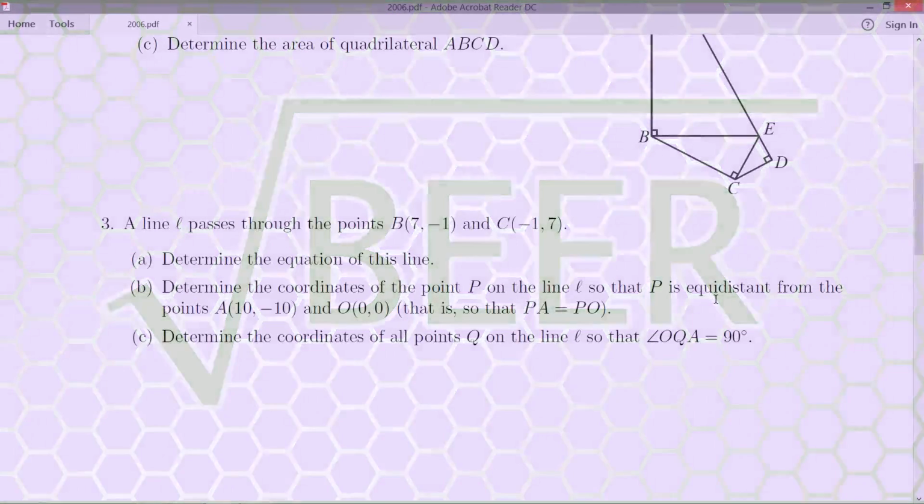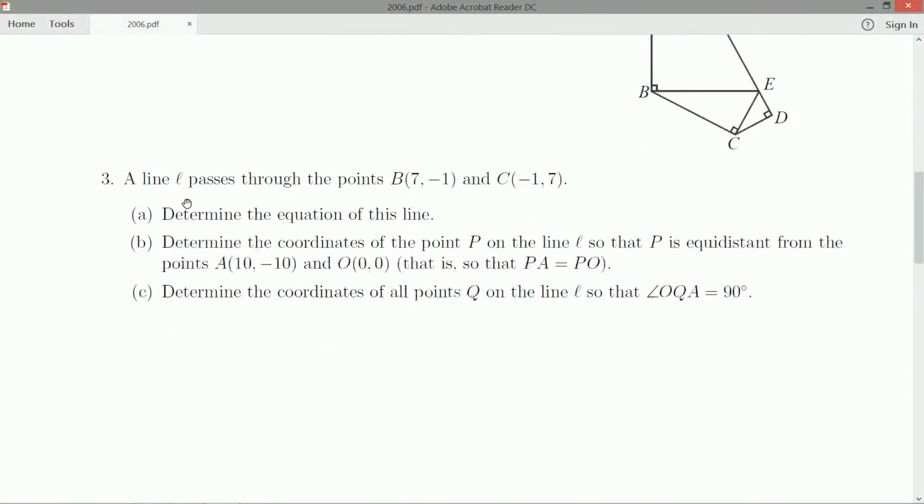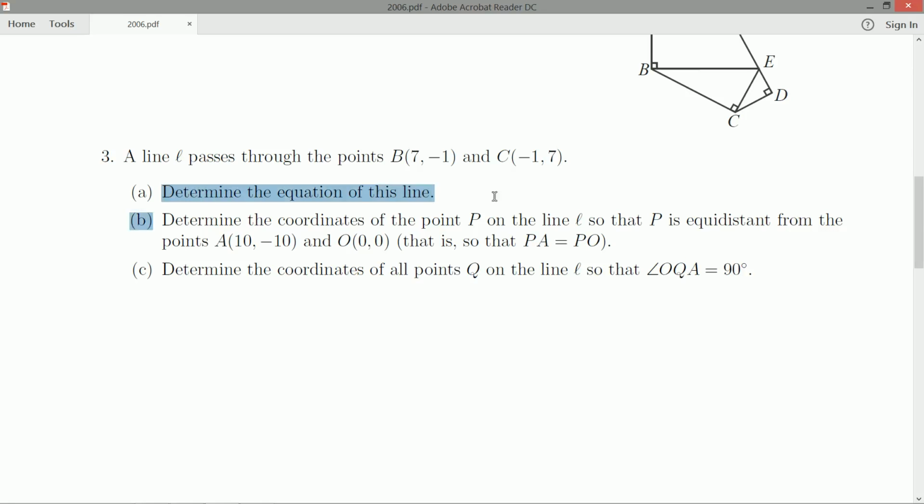We're looking at question number 3 on the 2006 Hypatia contest. A line L passes through the points (7, -1) and (-1, 7). Oddly symmetric. Okay, so we've got part A: determine the equation of this line. Well, that shouldn't be too hard.